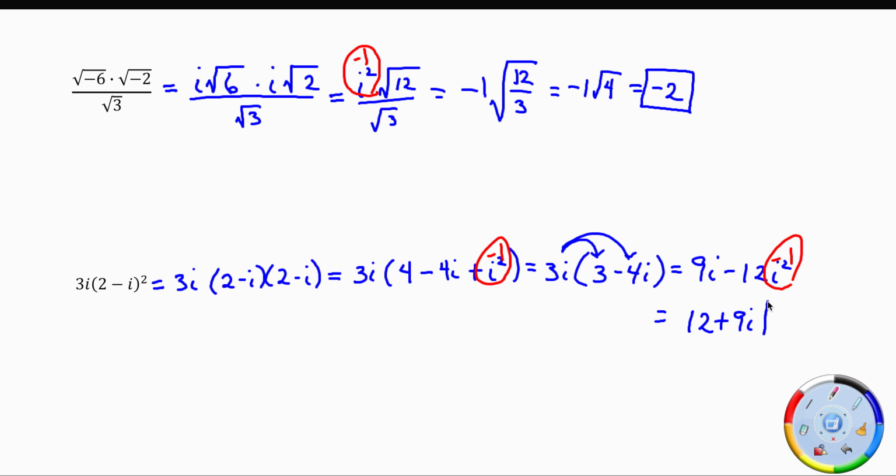And it doesn't really matter all that much whether we put the 12 or the 9i first or last. However, this is considered the standard form for a complex number. You've got your real part and then your imaginary part. So your homework's probably always going to want you to leave it in the standard form. But technically, remember, with a plus sign, 2 plus 3, 3 plus 2, it's commutative. The order doesn't technically matter. Unless, of course, the instructions specifically state to leave it in standard form.